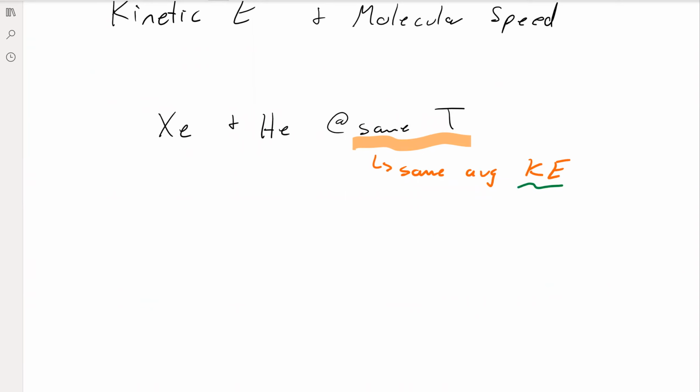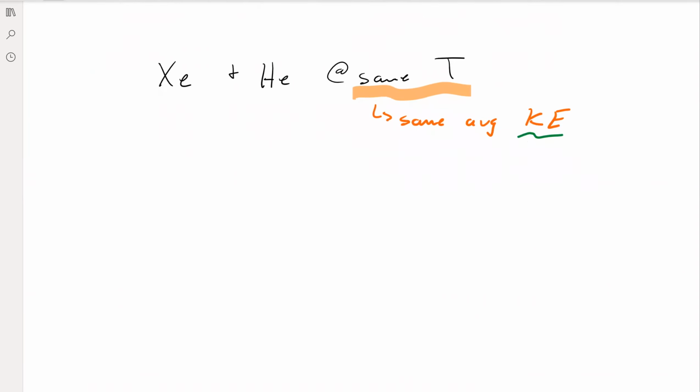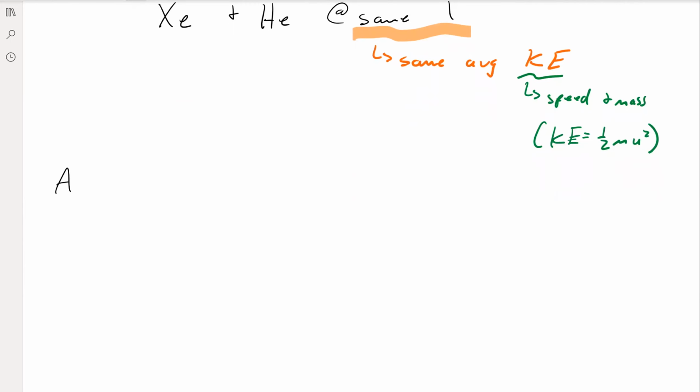However, if we think about kinetic energy, it's more than just the speed of the molecule. That is an important factor, but it's also the mass, right? So if you want the equation, kinetic energy is equal to 1/2 the mass times the velocity squared. So you can see not only does the speed play a factor, but the mass plays a factor as well. And that makes sense, right?